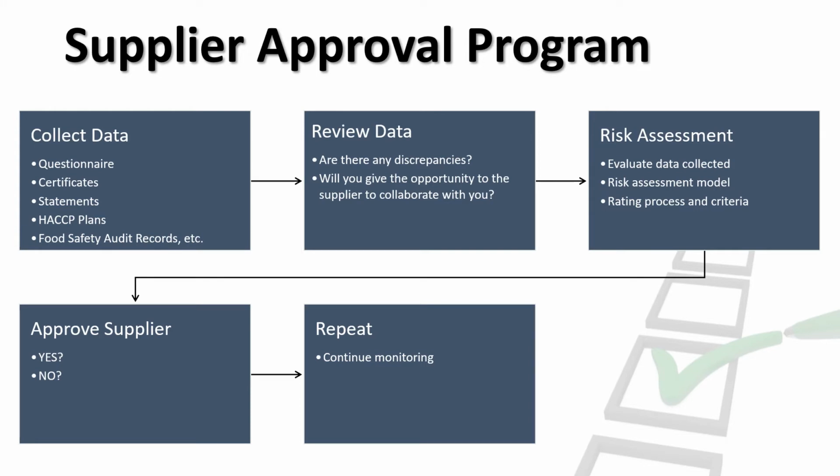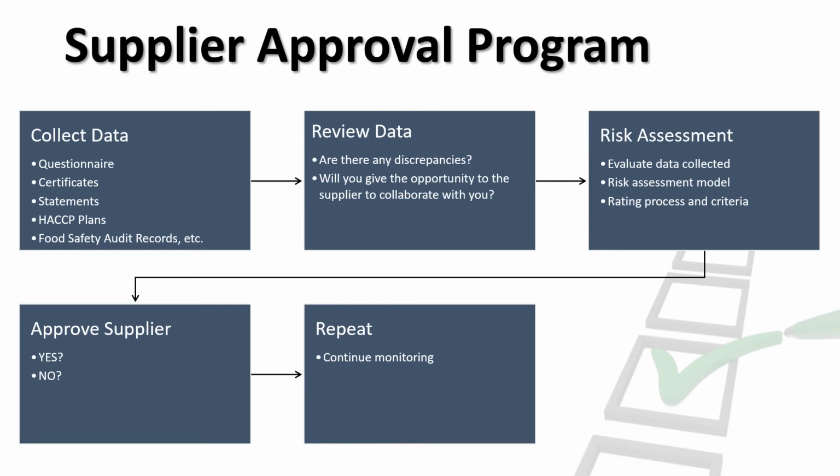So, let's go ahead and see what a typical supplier approval program is. First, we need to collect data from the supplier. What data would that be? Essentially, maybe a questionnaire, certificates that show the product is maybe organic or kosher, for example, or if the supplier is GFSI certified, statements such as allergen statements, HACCP plans, food safety records, certificates of analysis, country of origin, or any other document you consider will support standards you have in place.